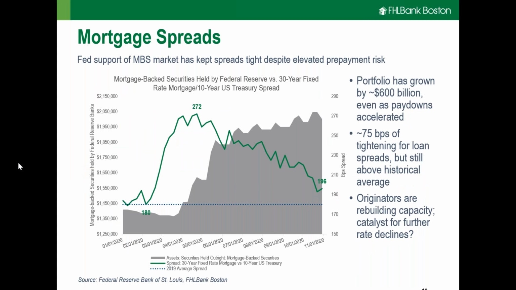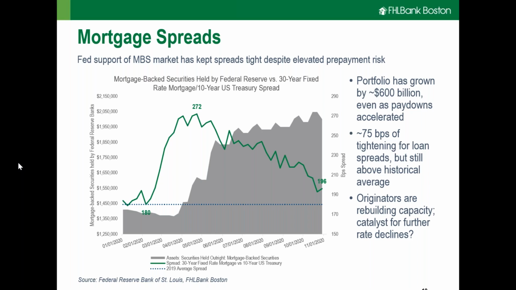So as I alluded to, we're now going to take a look at mortgage spreads. In this chart, the gray area represents the amount of MBS held by the Federal Reserve. The green line represents the spread between the 30-year fixed rate mortgage and the 10-year treasury yield, with the dotted line being the 2019 average spread. The spread between the 30-year mortgage and the 10-year treasury is seen as a barometer in measuring value in mortgages as well as in pricing MBS.